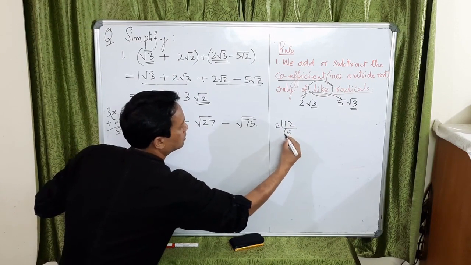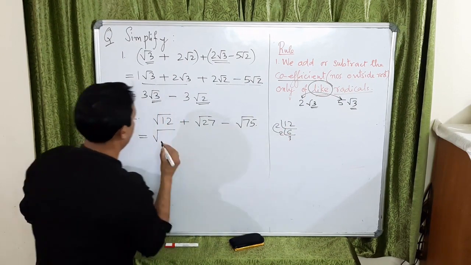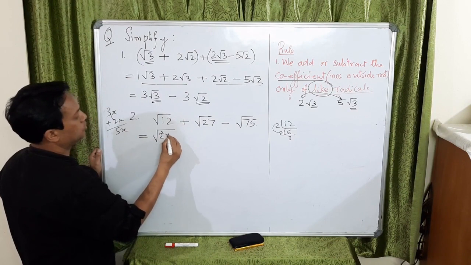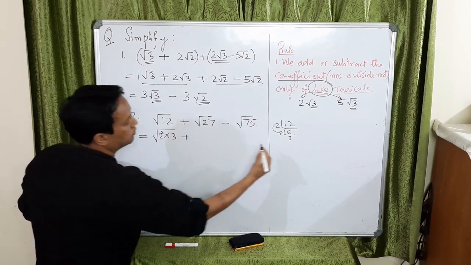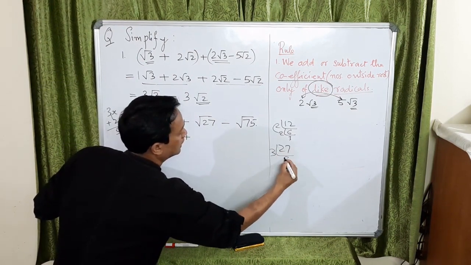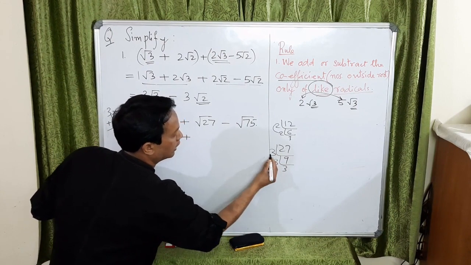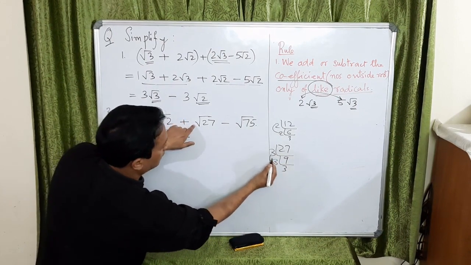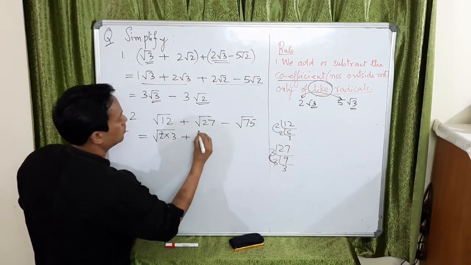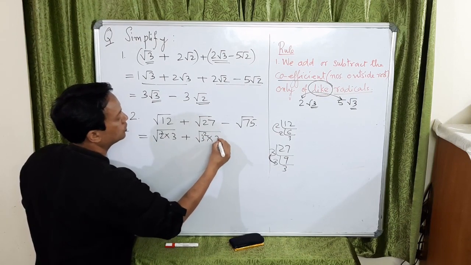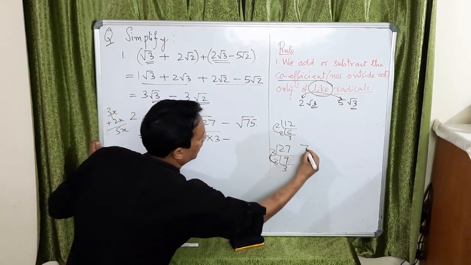12 will be 2, 6, 2, 3. So we're getting 2 squared times 3, and this is a square root. Similarly, if we break 27, we get 3, 9, 3, 3. So we have 3 square, since it's a square root, we'll collect the squares. So 3 square into 3, minus 75.